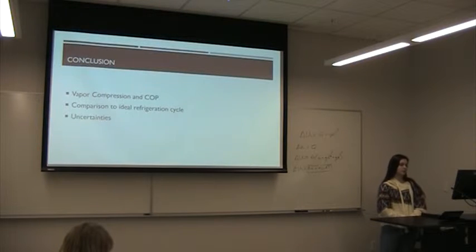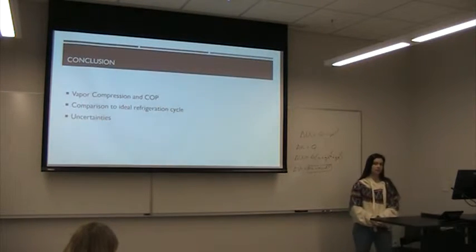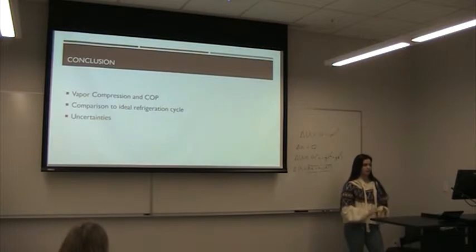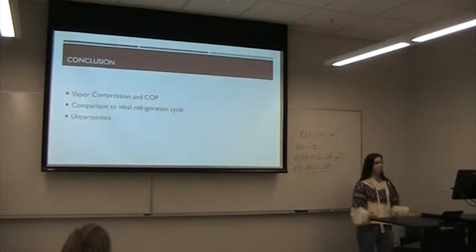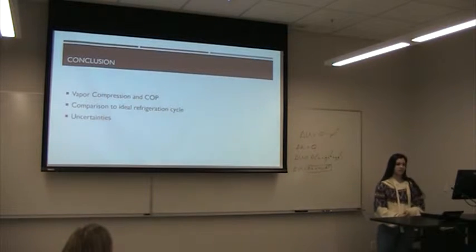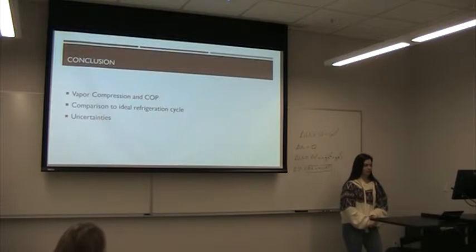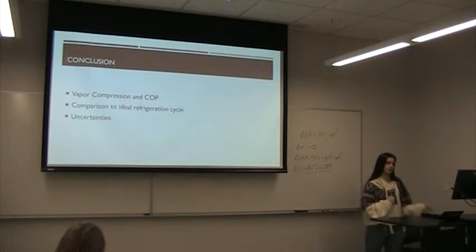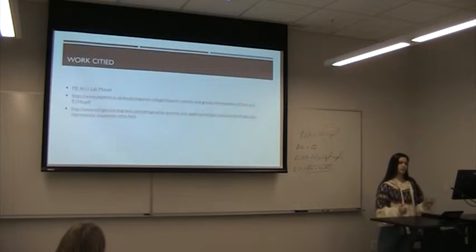Uncertainties that we could have found in our data would be the temperature of the heat sink compared to the atmosphere, like the temperature of the room. It could be something to do with the sensors and how that was calculated and programmed into the system, or errors in just our reading of the sensors. So, any questions?